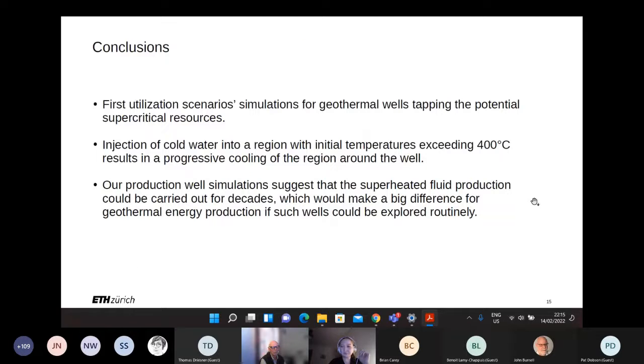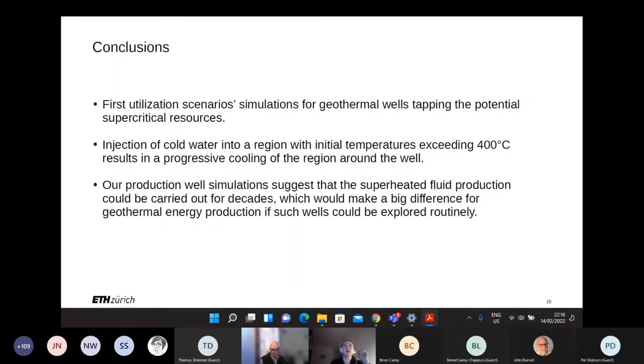So, already to the conclusions. Here I have presented some of the first simulations of utilization scenarios of geothermal wells tapping the potential supercritical resources. And what we saw is that the injection of the cold water into the supercritical area results in a progressive cooling of the region around the well. And our production well simulations suggest that superheated fluid production could be carried out for decades, which would, of course, make a big difference for the geothermal energy production.